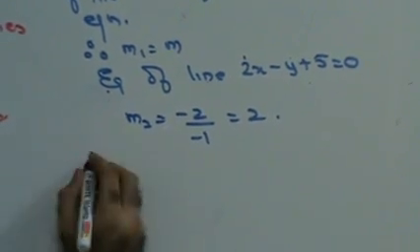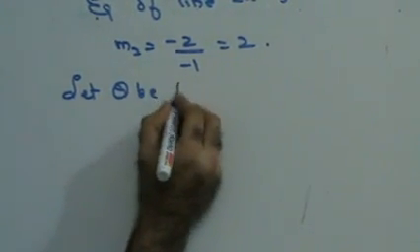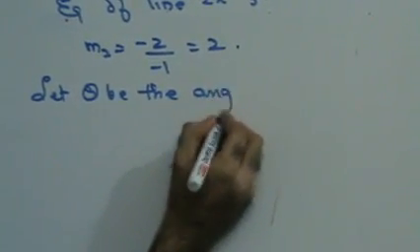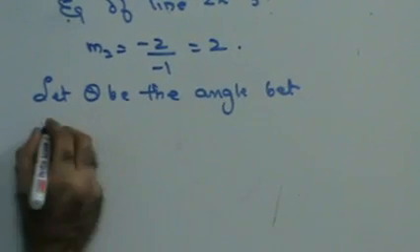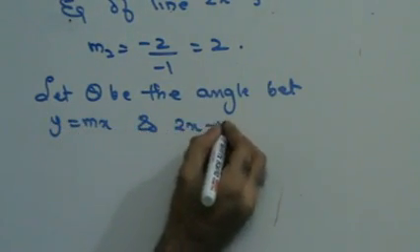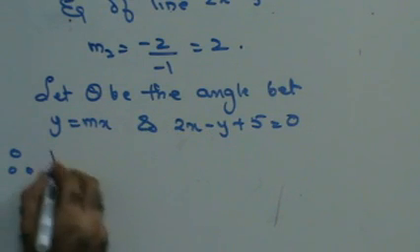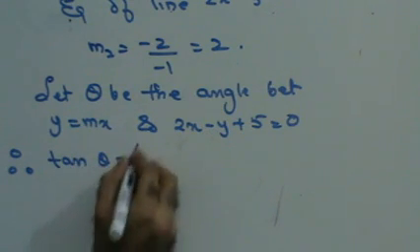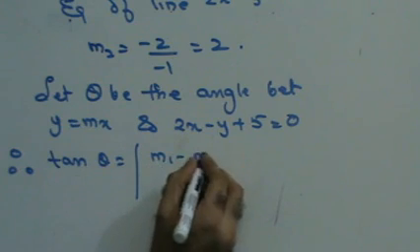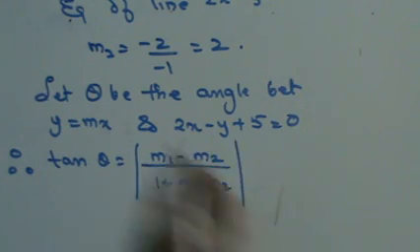How do I find out the angle? Let theta be the angle between y is equal to mx and 2x minus y plus 5 is 0. Therefore, I can use the tan theta formula. I can say tan theta is modulus of m1 minus m2 upon 1 plus m1 m2. We've learned this formula in 11th standard, guys.